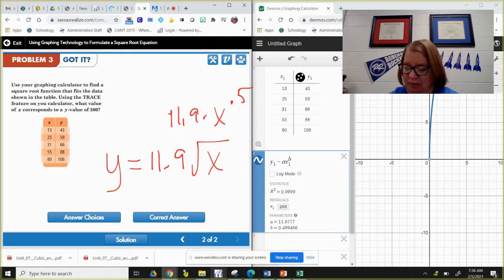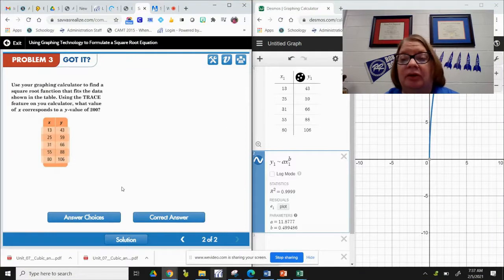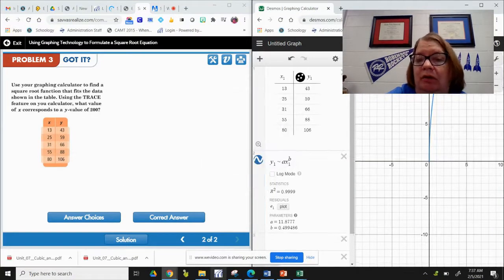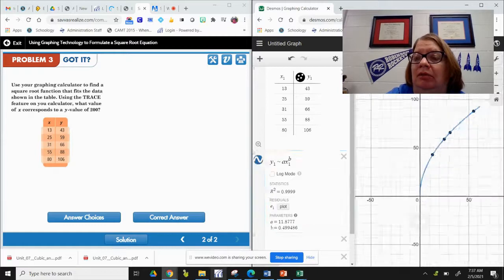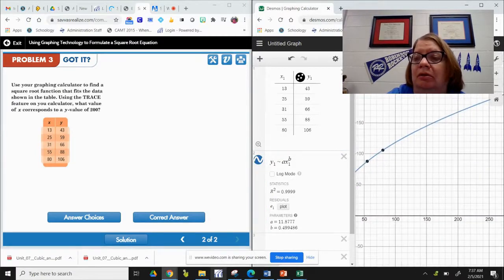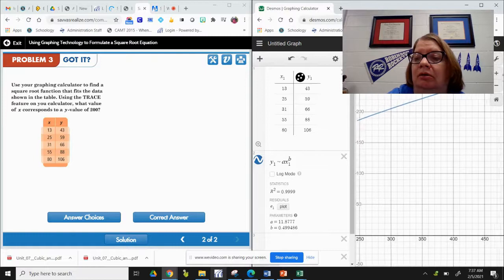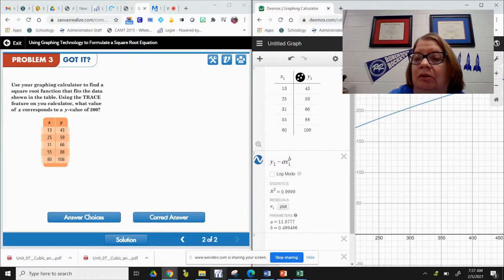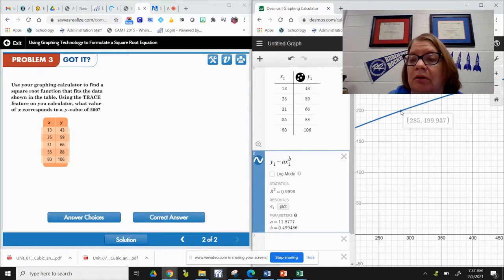You can look on your graph over here. Let's see. If I go over here, I want to look where y is 200. Okay. Here where it says using the trace feature on your calculator, what value of x corresponds to a y value of 200? Here's your y is 200. Boom, 281.